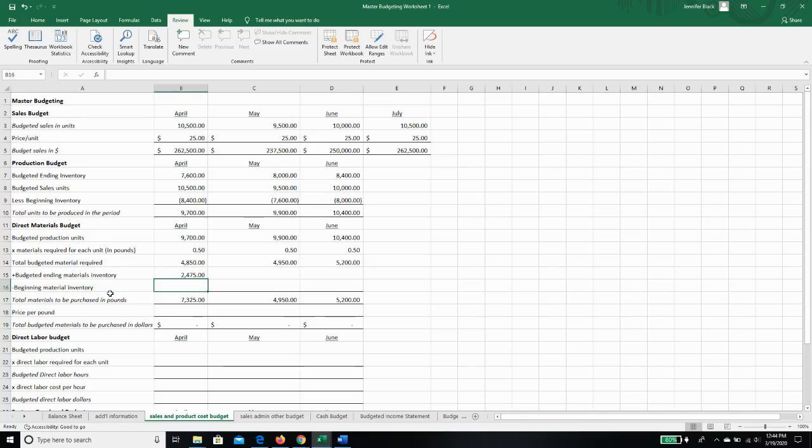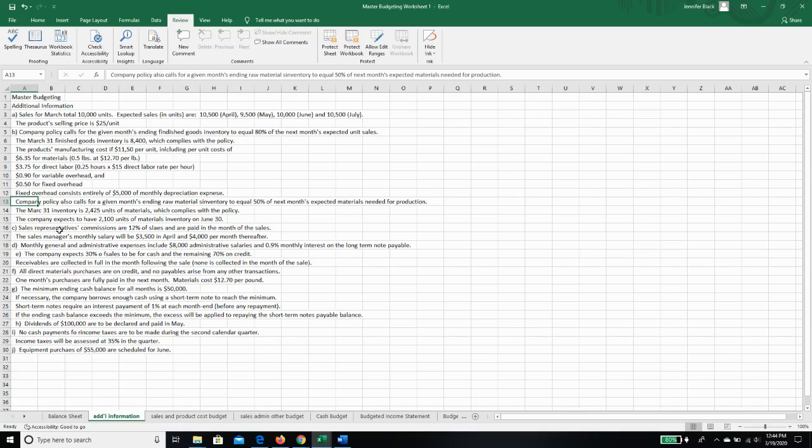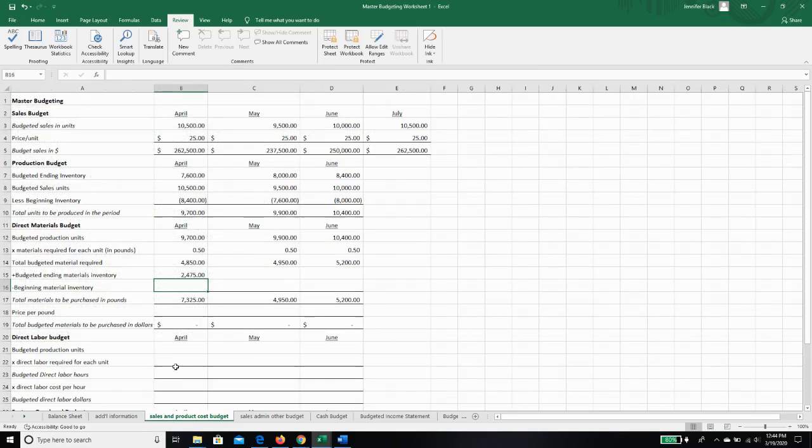And then I'm going to subtract my beginning material inventory. So again, going back, it says my March 31st inventory is 2,425 units. And I'm actually going to subtract that. So this formula is very similar to our production units. We're going to take the budgeted material required plus whatever we want to have left over in ending inventory, and we're going to subtract what's already sitting in beginning inventory to find out how many pounds we want to purchase.